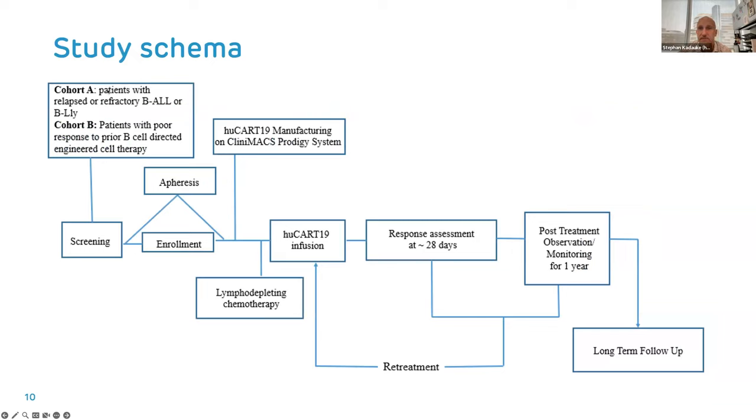So here's the study schema. We have 2 cohorts: patients who've previously received and failed CAR T therapy, and first-time CAR T therapy recipients. After consent and enrollment, T cells are harvested from the patients by a process called apheresis. Following this, we manufacture the CAR T cells in our lab, and then patients undergo lymphodepleting chemotherapy. And this makes room for the incoming CAR T cells. And then they receive a single dose of humanized CD19-directed CAR T cells.